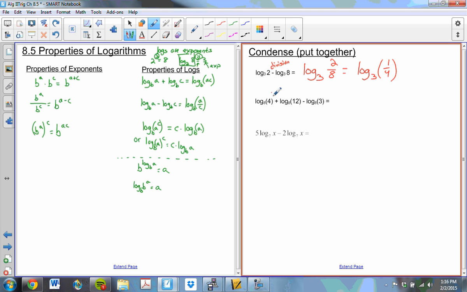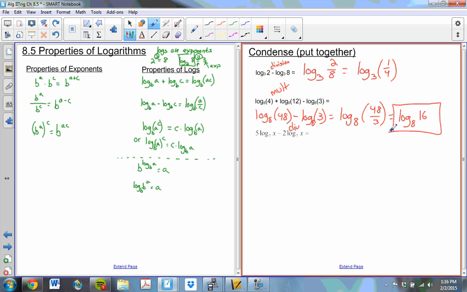So here, addition becomes multiplication. This is log base 8 of 48 minus log base 8 of 3. And then subtraction becomes division. So this becomes log base 8 of 48 over 3, which is log base 8 of 16. And we can actually simplify it down a little bit further if we wanted to, but for now that's okay.